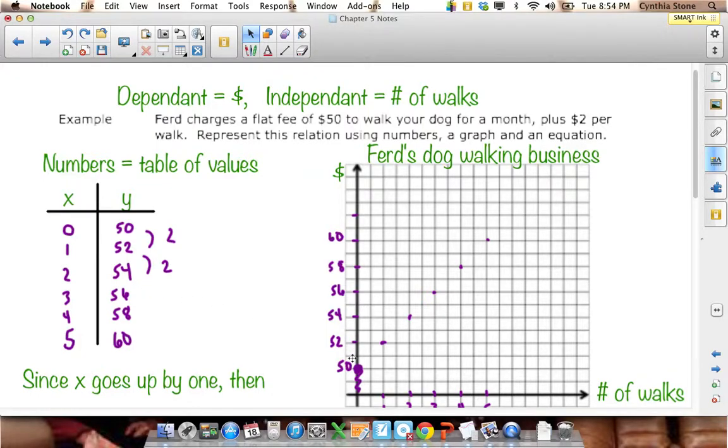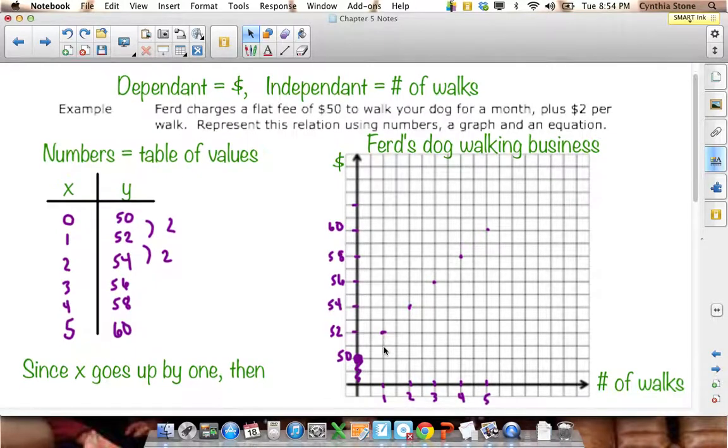So if I'm going to graph that then, notice I did the squiggly lines just to jump up to 50. And then I could do nice spaced out 2, 4, 6, 8 to 60 here. So at 0 walks, he makes $50. At 1 walk, he makes 52. At 2 walks, he makes 54, etc. Again, I only need 2 points to graph it, and I did a whole bunch, though.